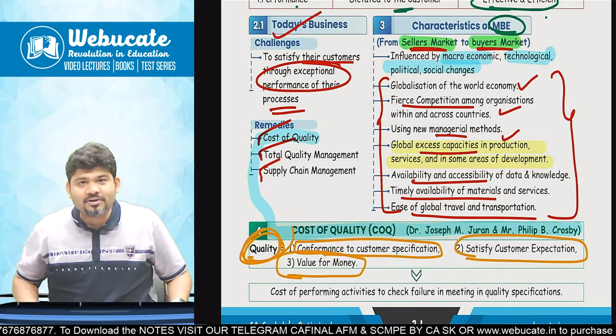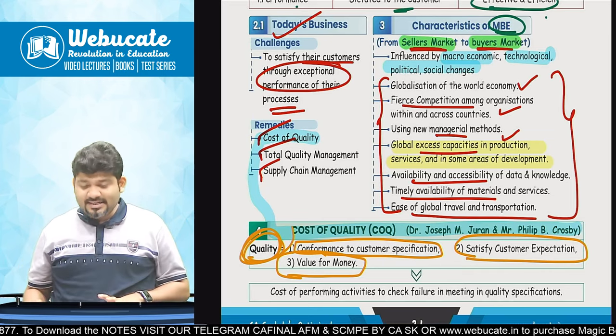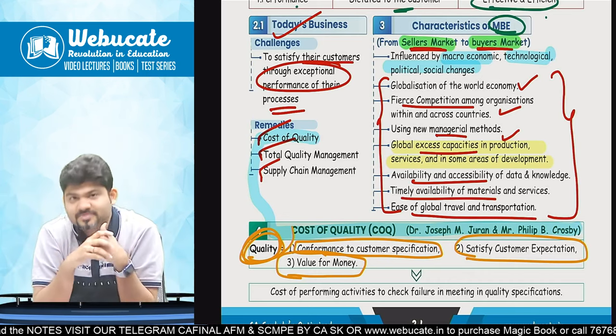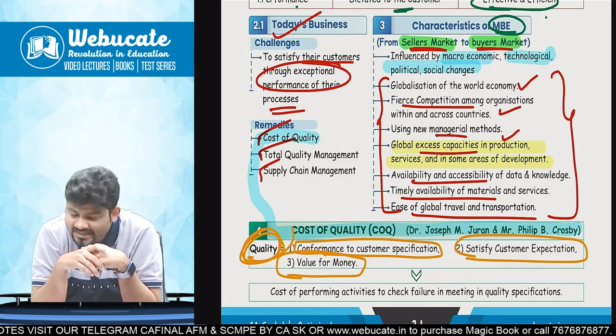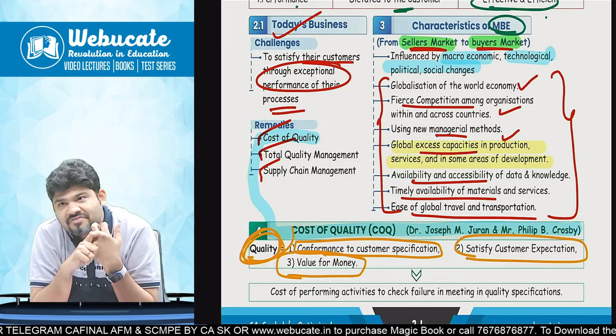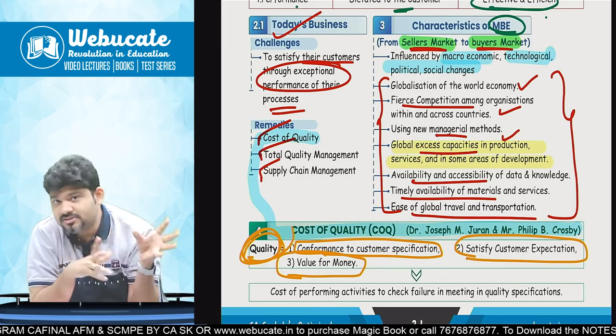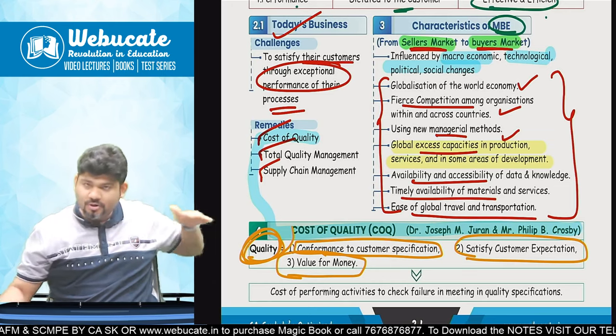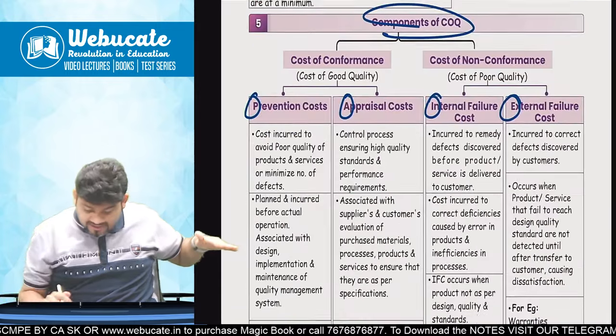So that's how the characterization of quality is. Conformance to customer specification, satisfy customer expectation, and give them value, VFM, value for money. This is what quality is. And in order to give this quality, we need four things.